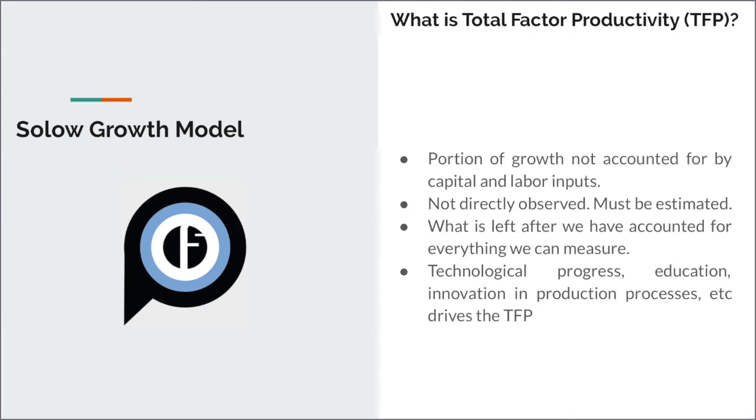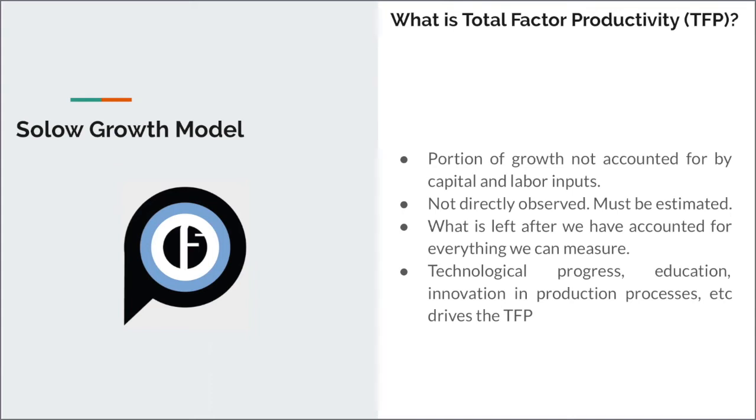So often it is very difficult to observe what drives total factor productivity. Many economists say that it is because of technological progress. It is because of improvement in education, like human capital. And it is also the innovation in the production process, because as you produce more and more, you learn new ways of producing, and the output per capital and output per labor improves.